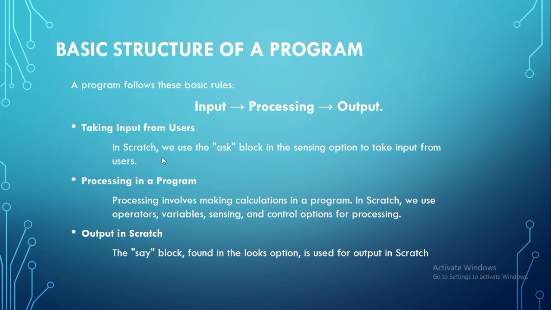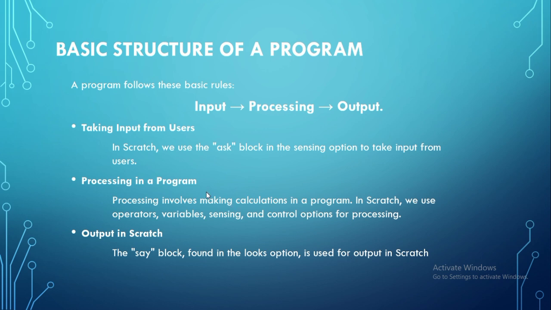In Scratch, we use the ask block in the sensing option to take input from the user. Processing means to process the values. In Scratch, we use the operator, variable, sensing and control options for processing. Output means to display the result. In Scratch, we use the say block found in the looks option for output.